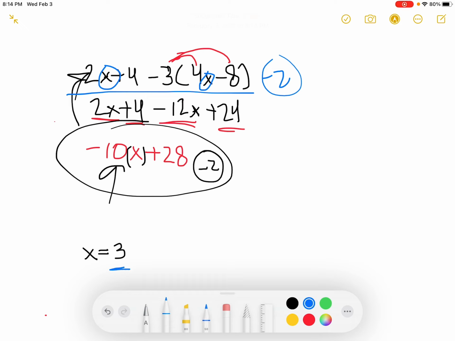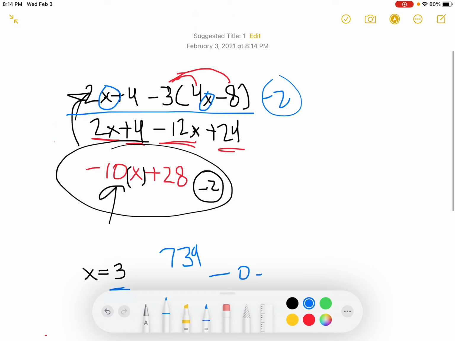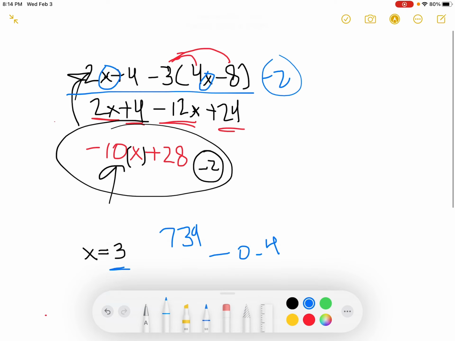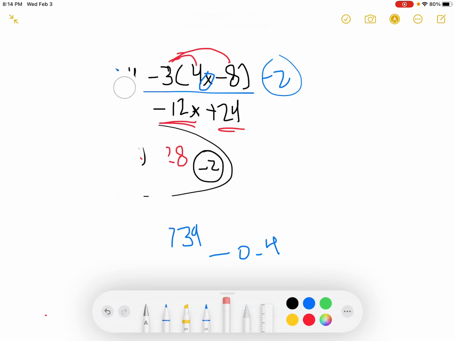3 was just a made-up value. You can make up any value you want. You could say 739. You could say negative 0.412 or something. Just something random. But it should equal the same thing if you plug it in for both.